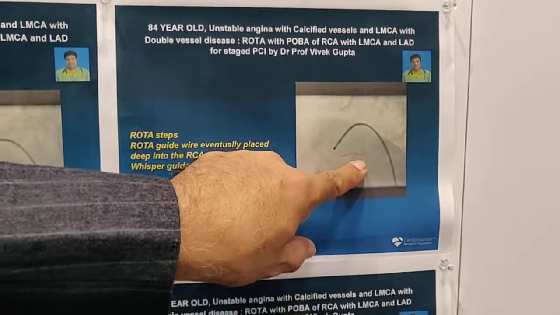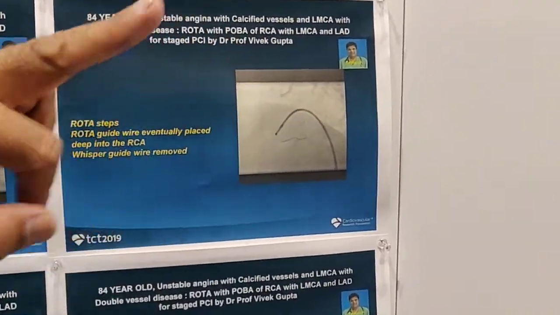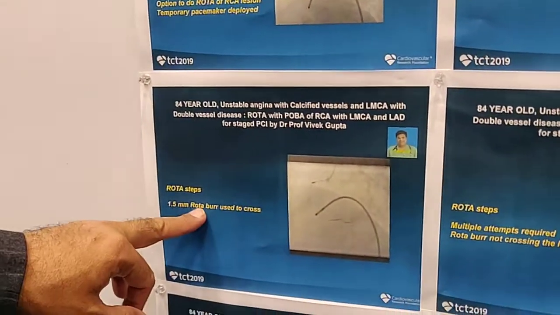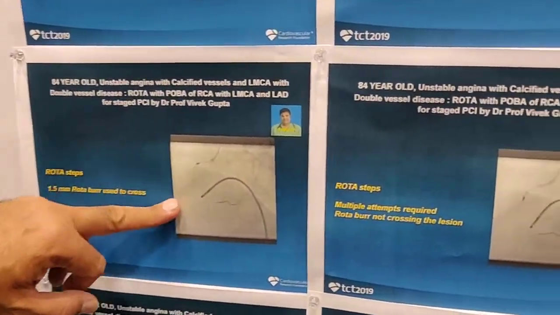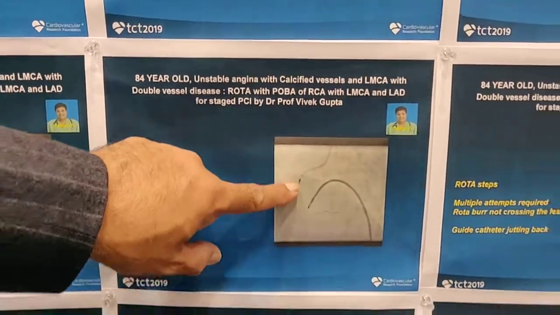So now we have the rota wire here distally with the temporary pacemaker, and of course now we are set to go for the rotablation. The rotablation machine was set up, and a 1.5 millimeter rota bar was used to cross, but unfortunately multiple attempts were required. The rota bar could not cross the lesion. It was stopping here.